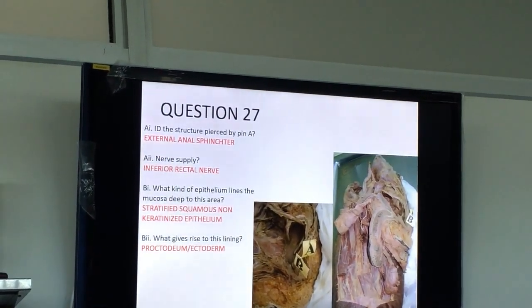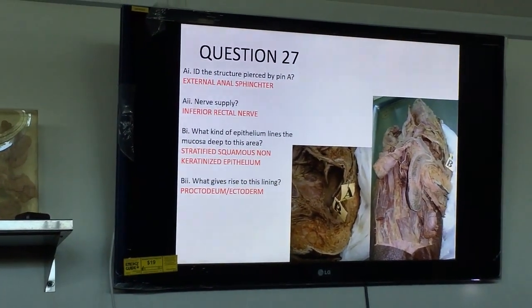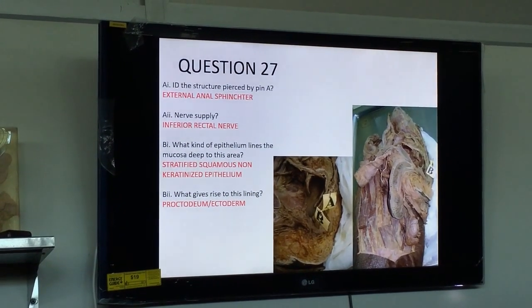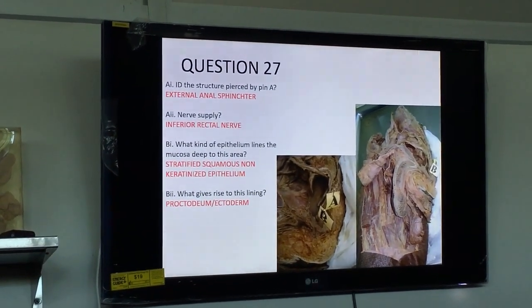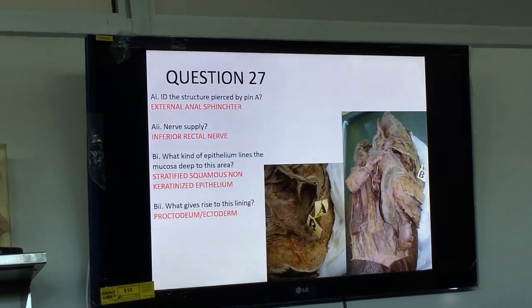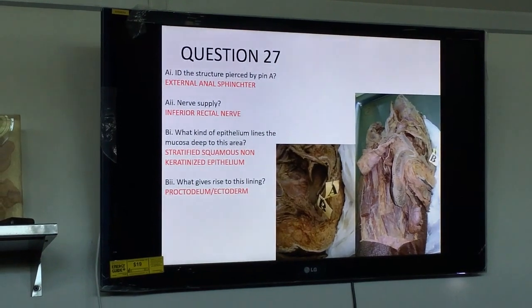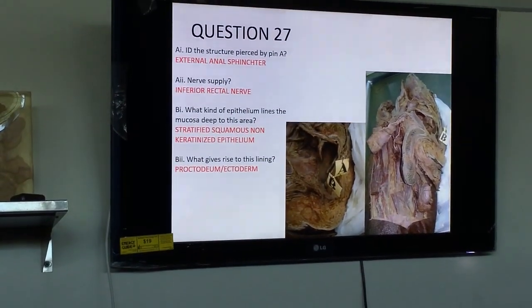There's another watershed area? That's not a watershed area. I don't think you can call it a watershed area. Remember, a watershed area is where the blood supply changes, venous drainage changes, lymphatic drainage, epithelium, embryology, everything changes.